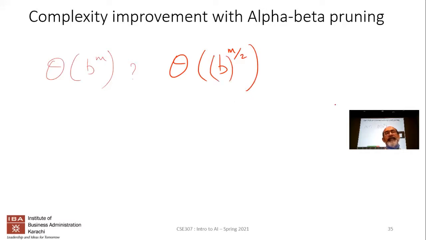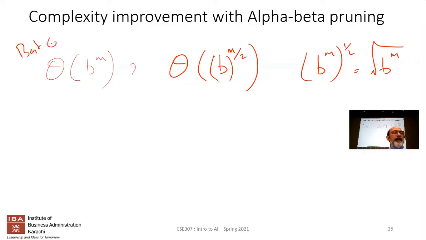Now what does that mean? Is this half? Is this more than half? So b to the power m upon 2 can be written as b to the power m to the power half, which basically means the square root of b to the power m. So the complexity has been reduced. This is the best case. And when do you think the best case will happen?